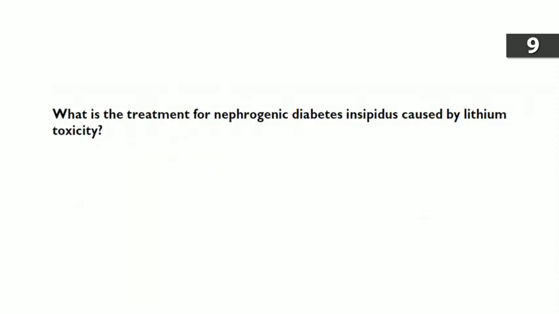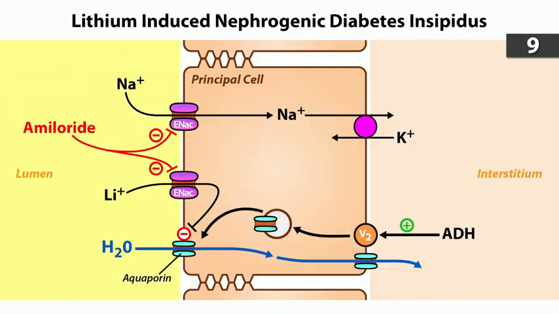The next question says, what's the treatment for nephrogenic diabetes insipidus that's caused by lithium toxicity? Well, usually the diabetes insipidus will resolve if you stop the lithium. But if you can't stop the lithium because of bipolar disorder, you could treat with hydrochlorothiazide plus amiloride. Hydrochlorothiazide is the treatment for nephrogenic diabetes insipidus in general. And in lithium-induced diabetes insipidus, we add amiloride because it closes the sodium channels in the collecting tubules, which is how lithium enters the collecting tubule cells.